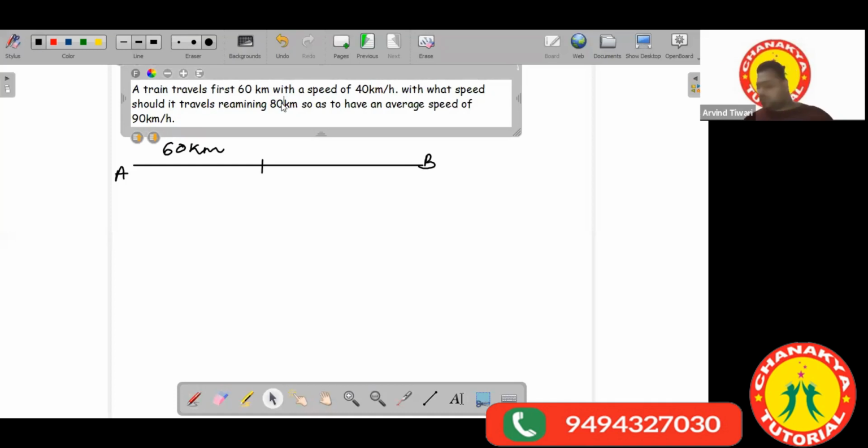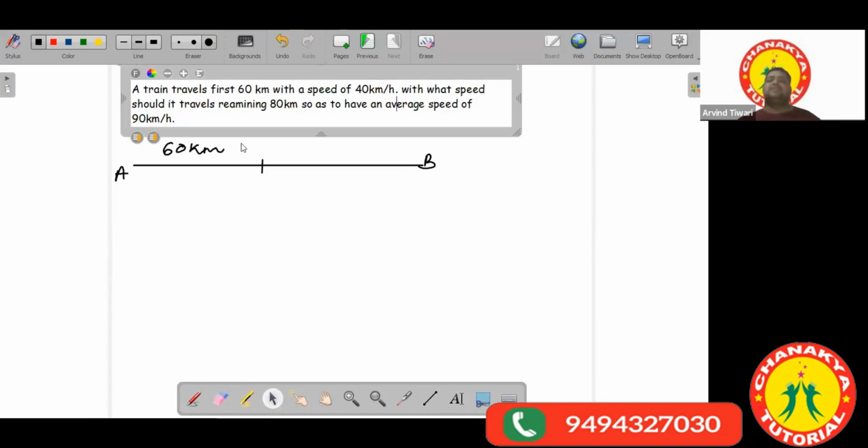So let's do it once more. You have remaining 80 kilometer. If you have remaining 30 kilometer, you will not get that answer. You will not get that as the time which will be required. You will not be able to achieve a speed of 90 kilometer per hour. Okay. So that is certainly not logical to give you that 30 kilometer.